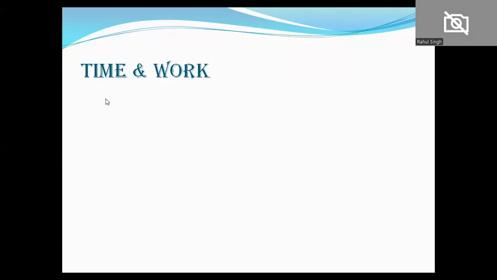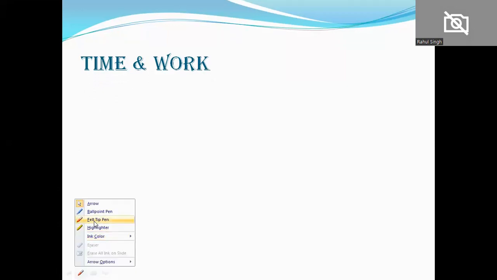First of all, let's talk about what we will see in this chapter. This is an important topic from which questions are asked every year. It's an interesting topic as well. You can directly connect it with time, speed and distance; some concepts you can interrelate from there.